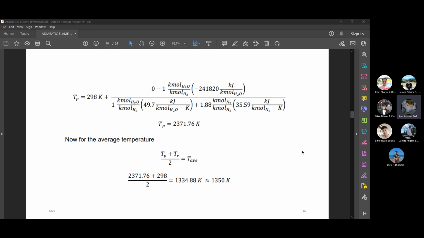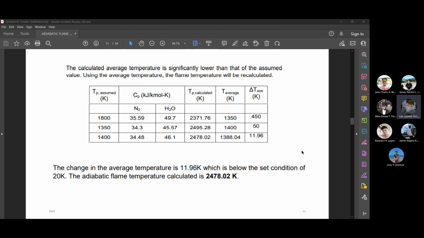Now we're going to calculate the average temperature. The temperature of the product plus the temperature of the reactants divided by 2 is equal to the average temperature. Substituting the values, 2371.76 plus 298 divided by 2, we have an average equal to 1334.88 Kelvin. Thus, it is equivalent to 1350 Kelvin. Next slide, please. The calculated average temperature is significantly lower than the assumed value.